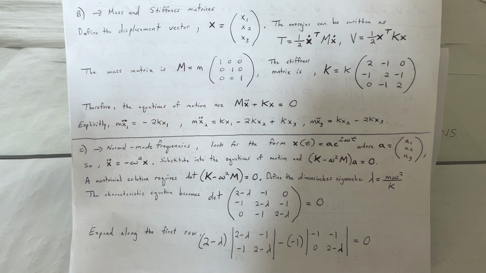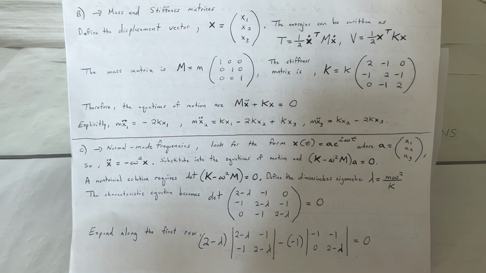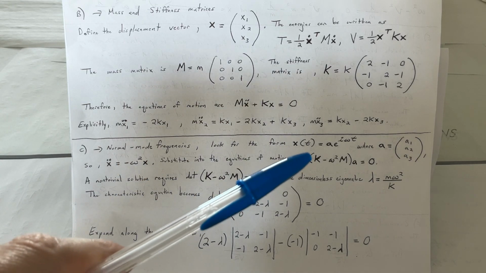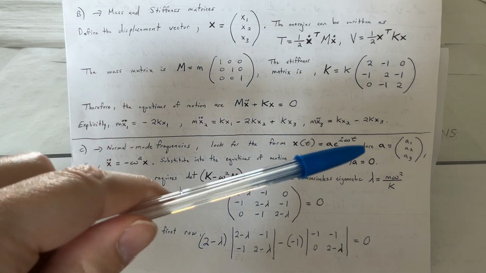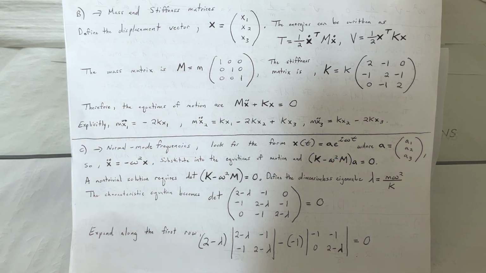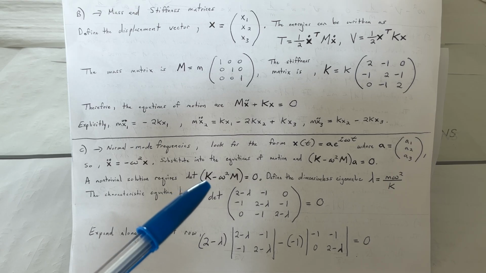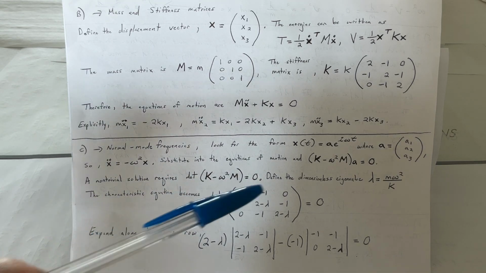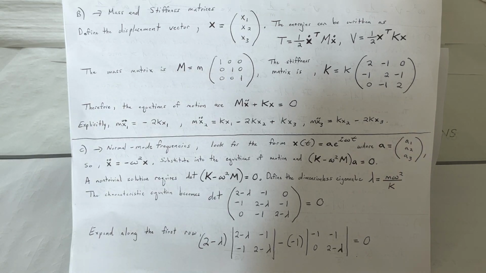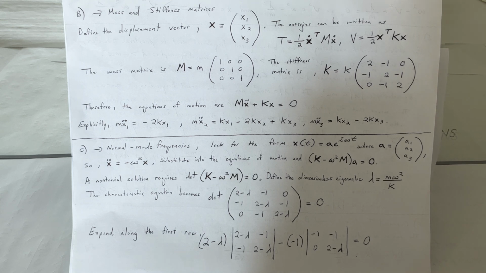And so x double dot equals negative omega squared x. Substitute into the equations of motion: (k minus omega squared capital M) times a equals 0. A non-trivial solution requires the determinant of k minus omega squared capital M to equal 0. To find the dimensionless eigenvalue, lambda equals m omega squared over k, and the characteristic equation becomes a determinant.